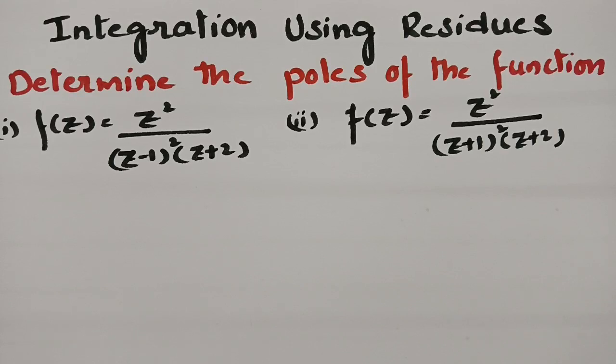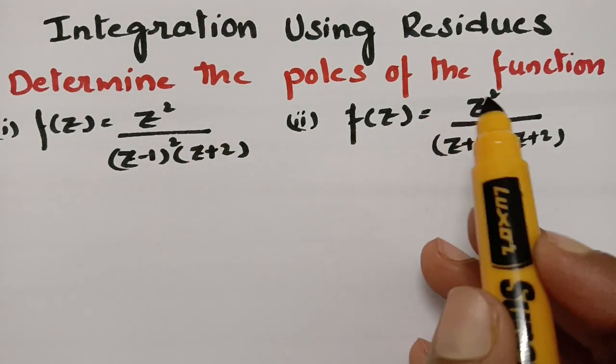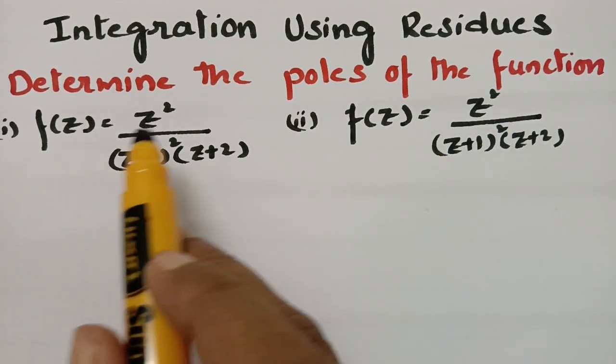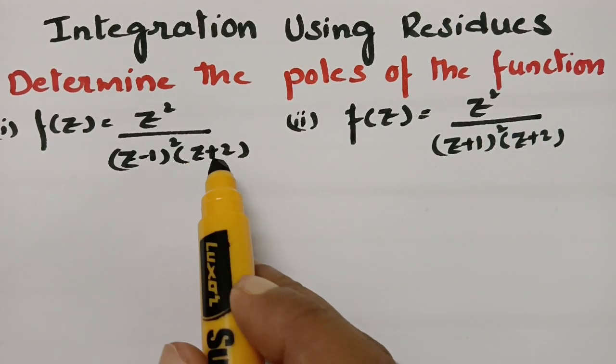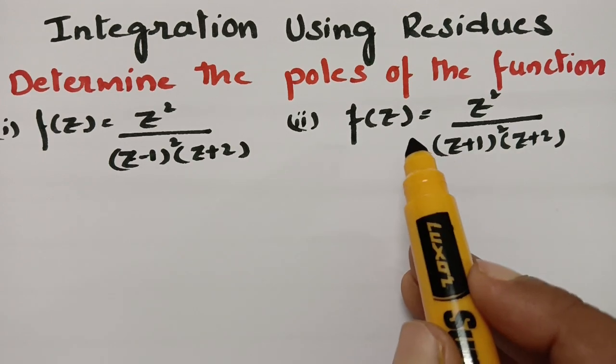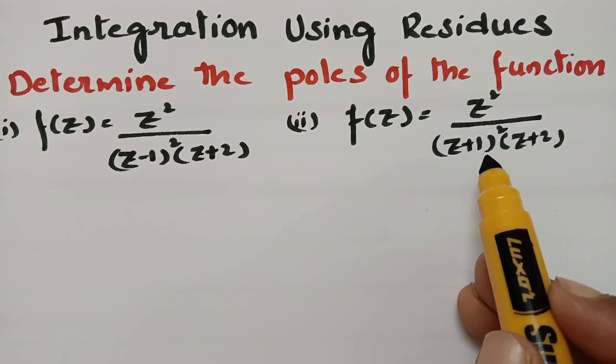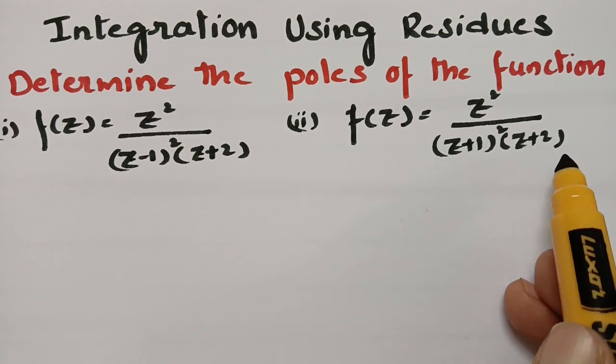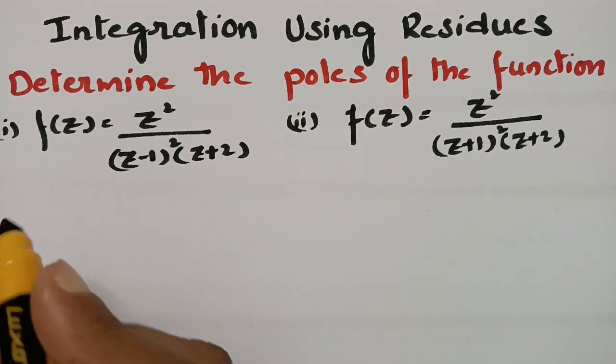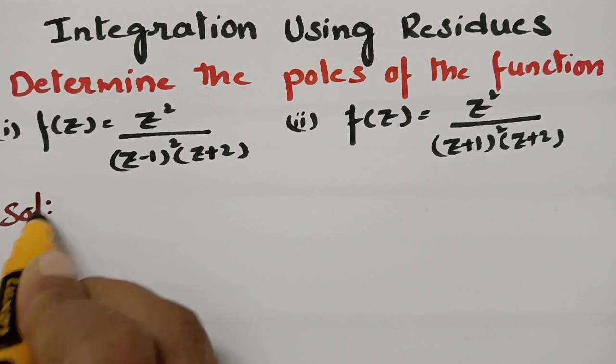Today's video is on integration using residues. In today's video, we are going to determine the poles of the function f(z) = z²/((z-1)²(z+2)). And the second question here is f(z) = z²/((z+1)²(z+2)).